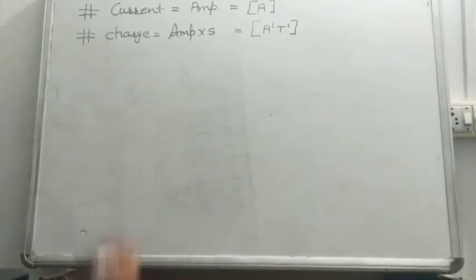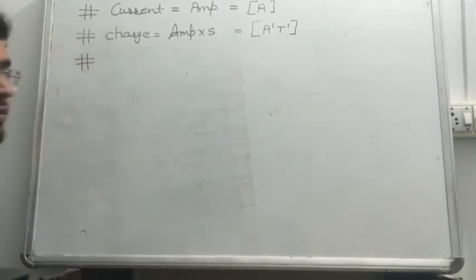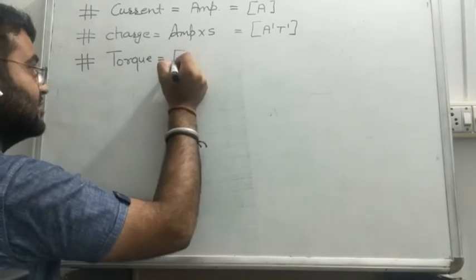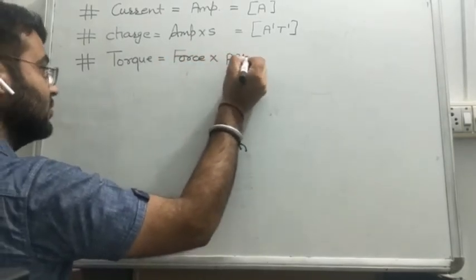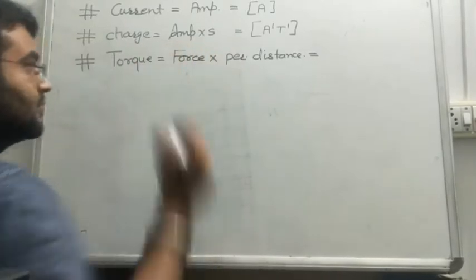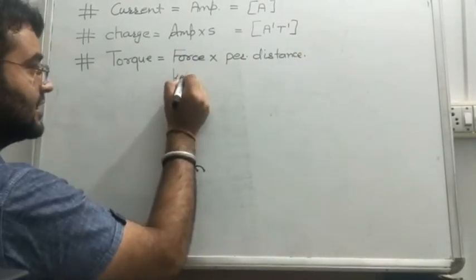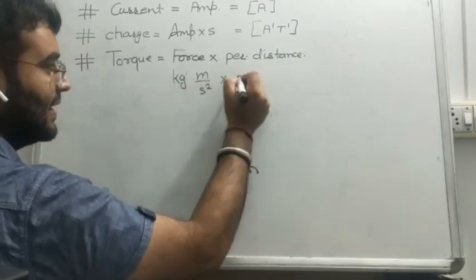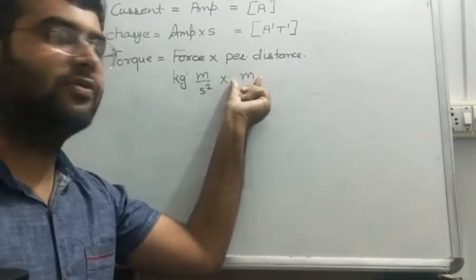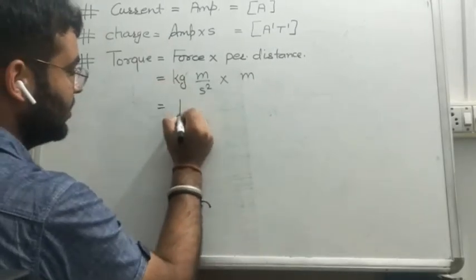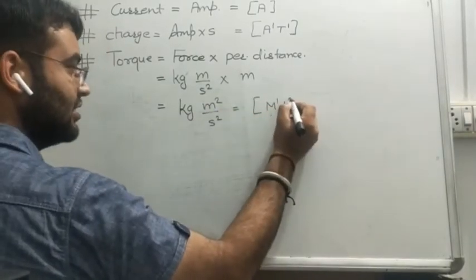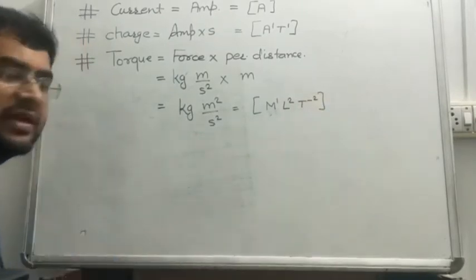Okay, next we can talk about torque. The formula of torque is force multiplied by perpendicular distance. We all know the unit of force is kg meter per second square, and for perpendicular distance we measure the distance with unit meter. That's why the total unit is kg meter square per second square. You can write the formula M1 for kg, L2 for meter square, and T minus 2 for second.